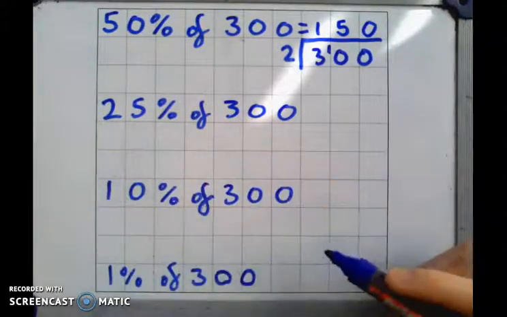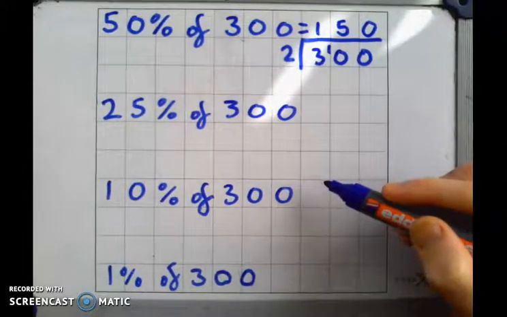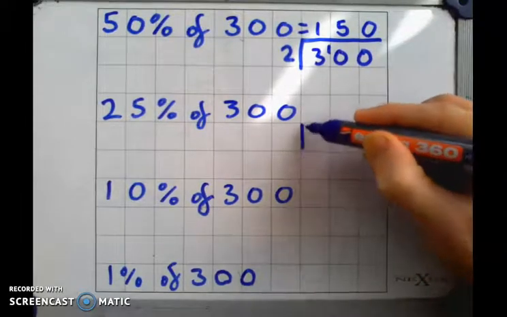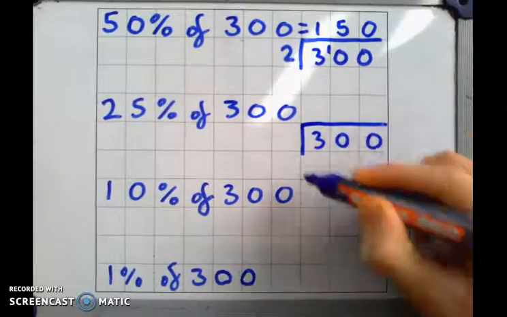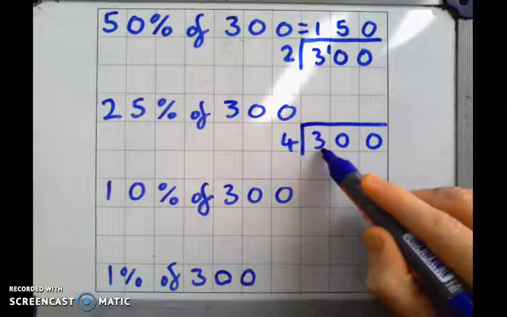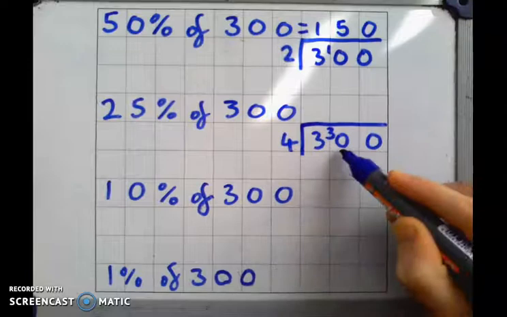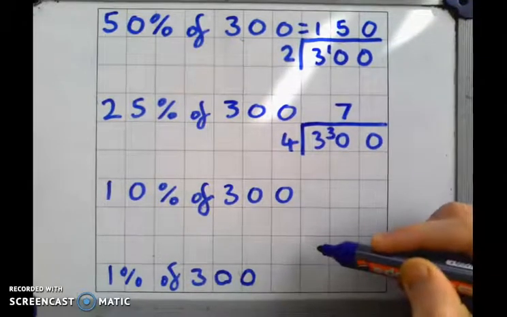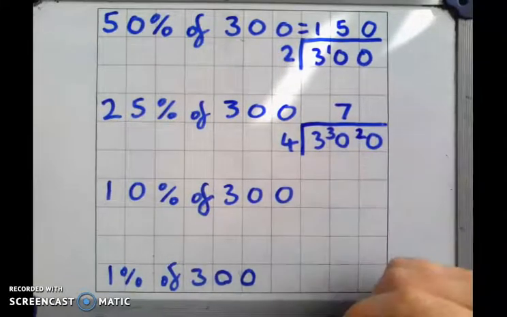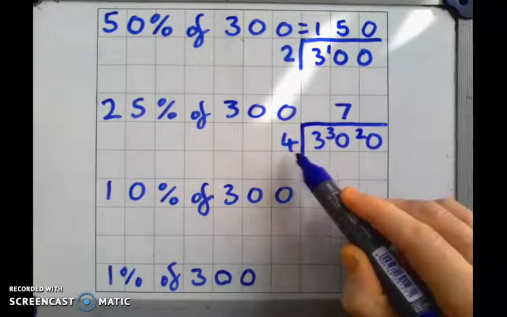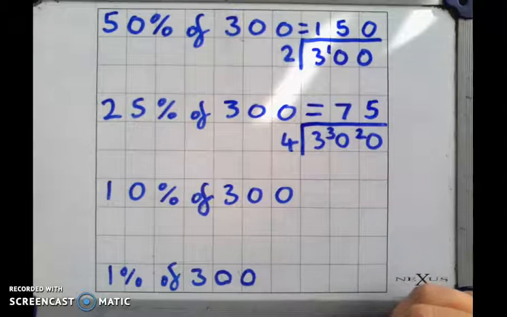Now let's find 25% of 300. You'll remember that finding 25% of a number, we can find that by dividing that number by 4. 4's into 3, doesn't go. Move the 3 along. 4's into 30, 7 times, because 7 times 4 is 28. We have 2 left over, so we move that to there. 4's into 20, 5 times. 25% of 300 is 75.